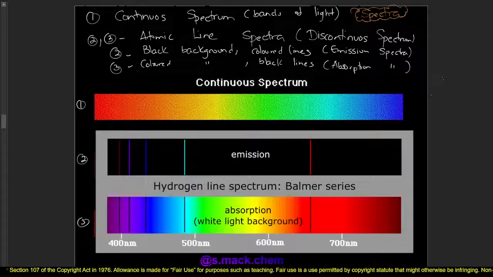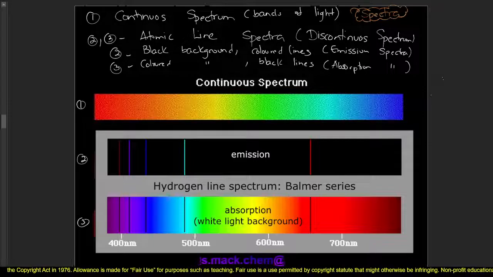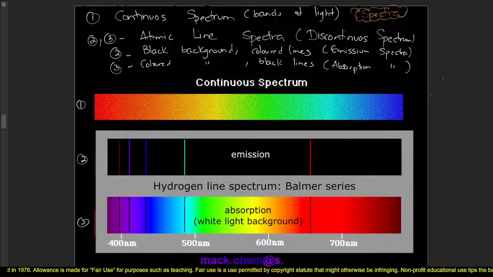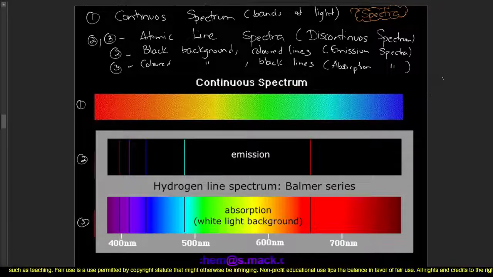Now, if we take white light, and white light is passed through a prism or a diffraction grating, white light will separate into different colors of light. The different colors of this beam of white light will make up all the colors of visible light. So when these colors of visible light combine, you get white light.